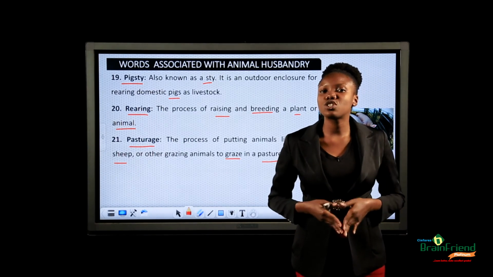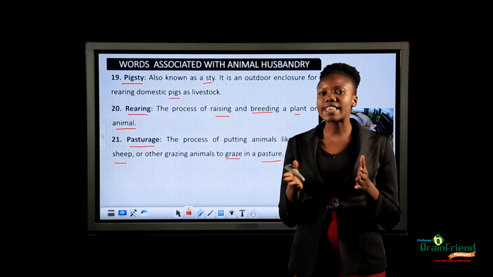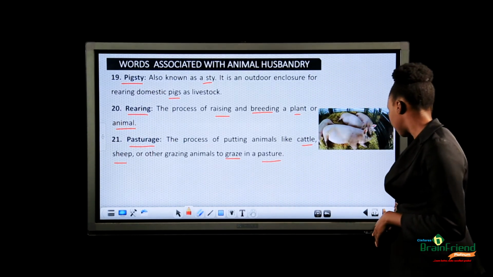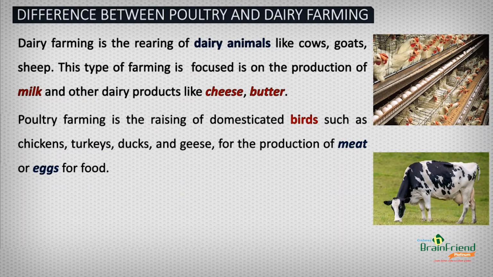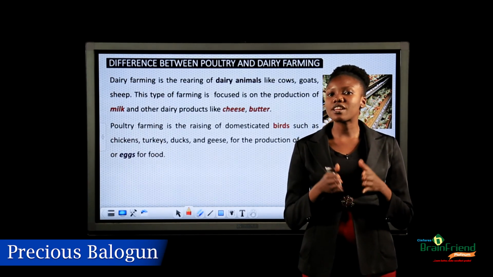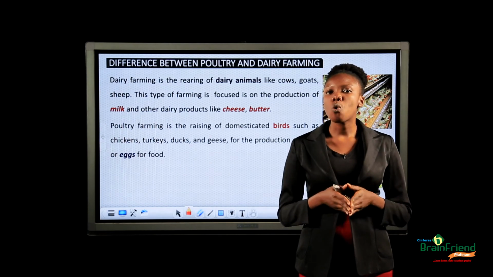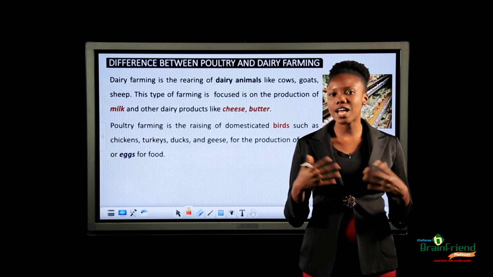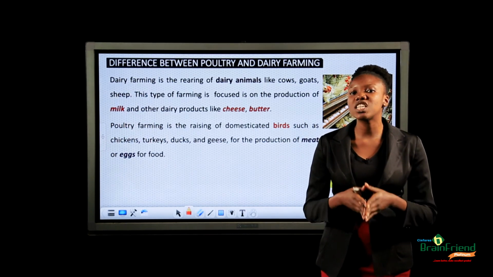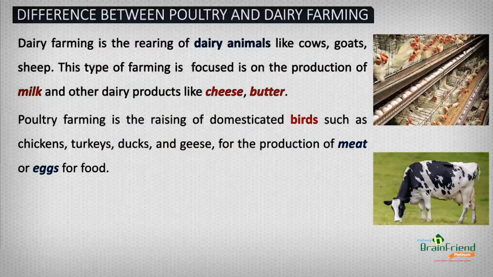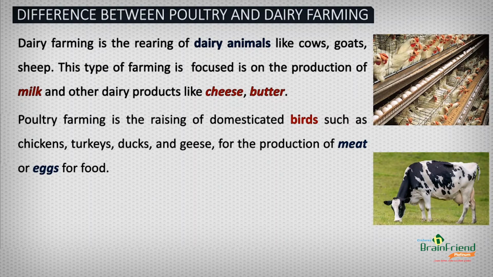Having looked at some words associated with animal husbandry, now let's look at the difference between poultry and dairy farming. The difference between poultry farming and dairy farming is that the animals that are reared for poultry are birds, while that of dairy farming are sheep, oxen, goats, and so on. Also, what is produced in a poultry farm is meat and eggs, while that of a dairy farm we have cheese, butter, milk, meat, and so on.